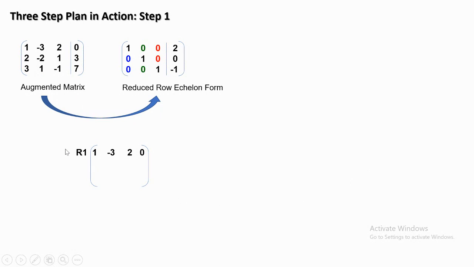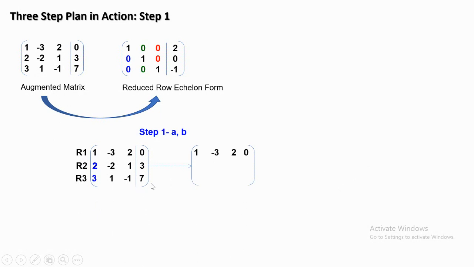This is row 1. This is row 2. Row 3 will be 3, 1, negative 1, 7. So now the 2, right? We're going to use row 1. Step 1, row 1 stays the same. See? So that must be a 0. That's why I'm going to put it in blue. And the 3 must also be a 0.